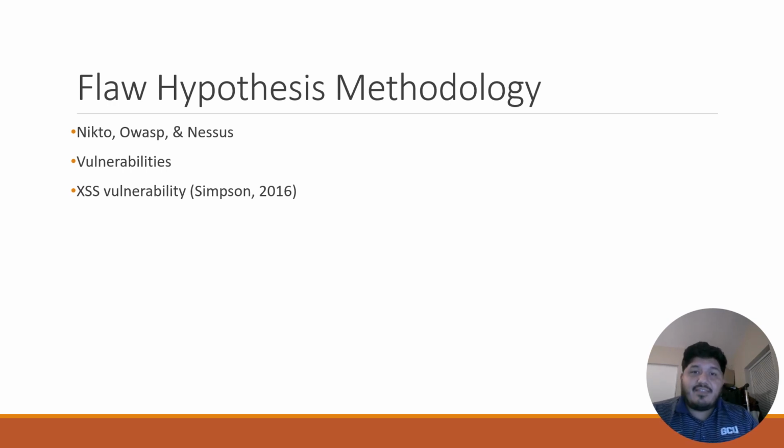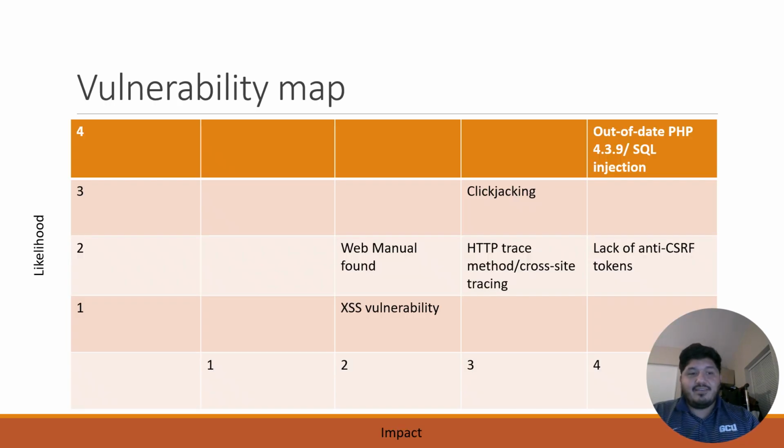As we go into the next slide, we're going to bring up our vulnerability map, with 1 being the least likely and 4 being the most likely, and 1 having the least impact and 4 having the most impact. Some of the big ones are out of date PHP 4.39, which is the coding language that they use in their system, SQL injections that are available, and some clickjacking vulnerabilities. I was also able to find some web manuals and consider what impact they might have.